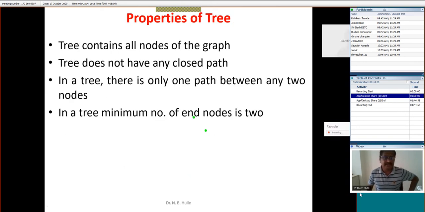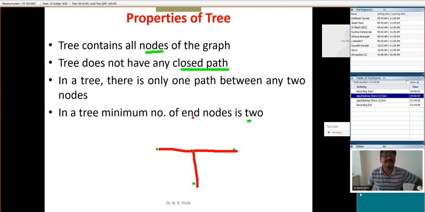Now, properties of the tree. A tree contains all the nodes. A tree does not have any closed path or loop. In a tree, there is only one path between any 2 nodes. In a tree, the minimum number of end nodes is 2; the maximum may be higher. Suppose this is one node, this is the second node, this is the third node, and this is the fourth node. Suppose this is branch number 1, this is branch number 2, and this is branch number 3. Suppose it is one tree.